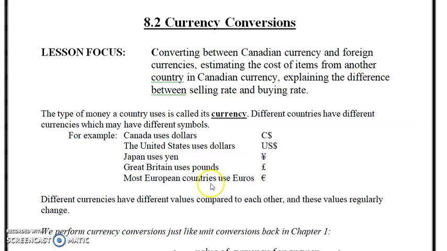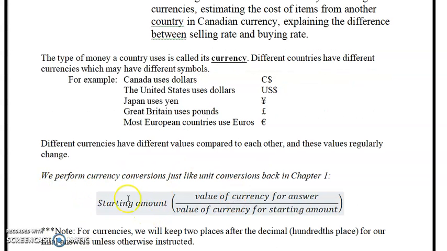There are more than these, obviously, but I just have a chart if you do have a question. You will be given those currencies. So it's going to be conversions, and the conversions are going to be similar to what we learned in Chapter 1. We perform our currency conversions the same way. You do your starting amount, the value of the currency for the starting amount, and the value of the currency for what you're trying to go to. Remember, the denominator is what you're starting with, and your numerator is where you want to be.